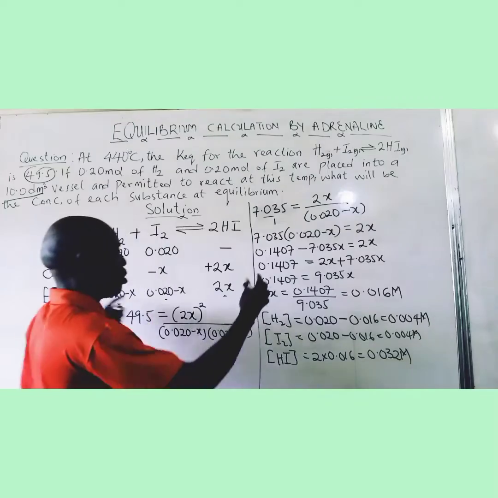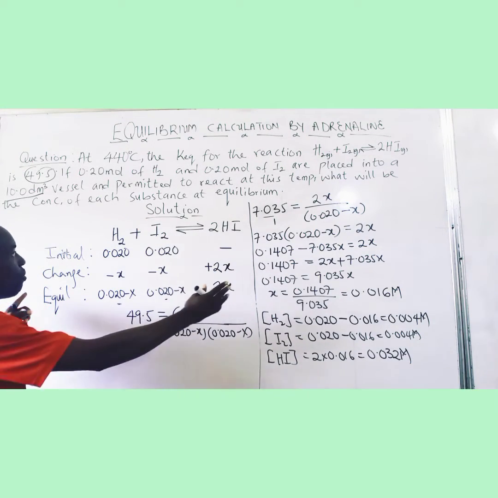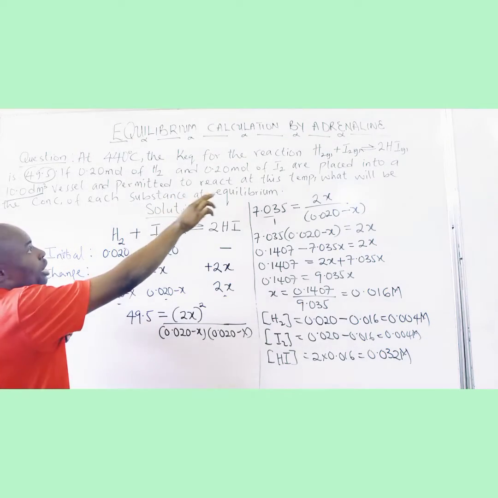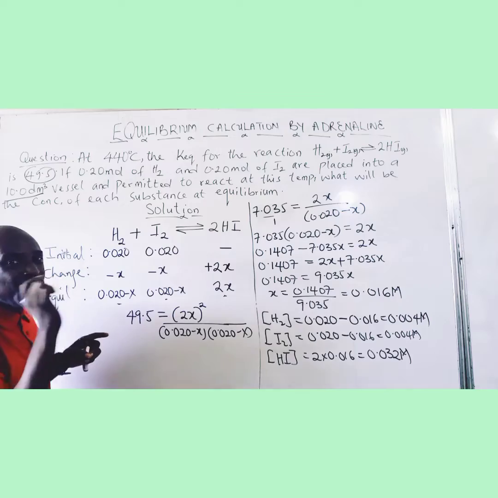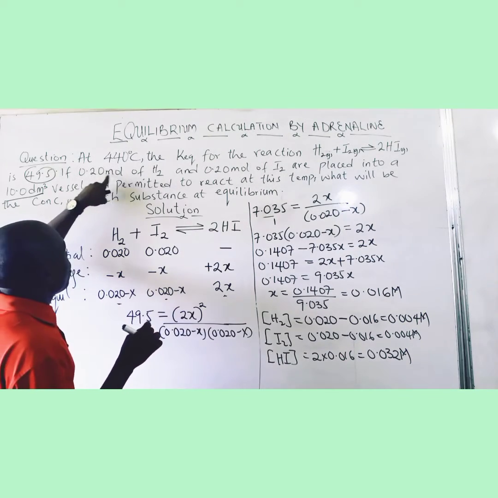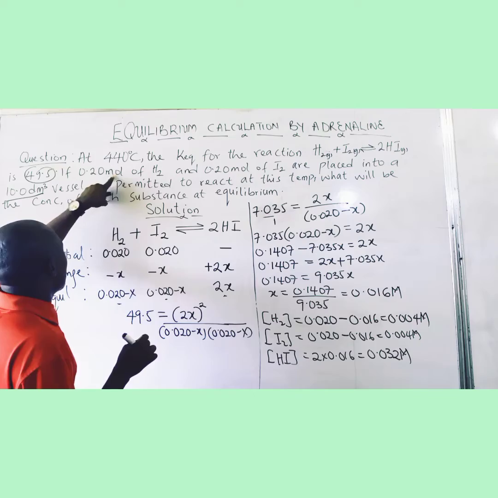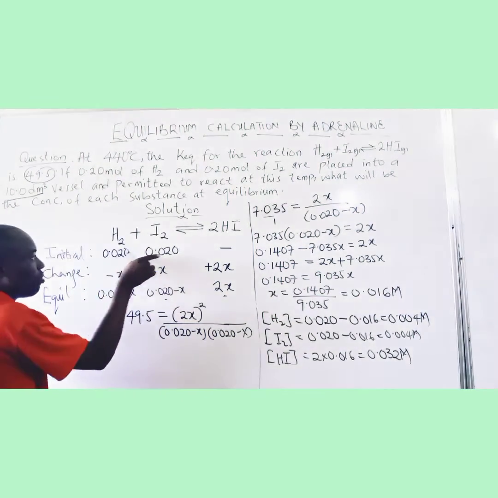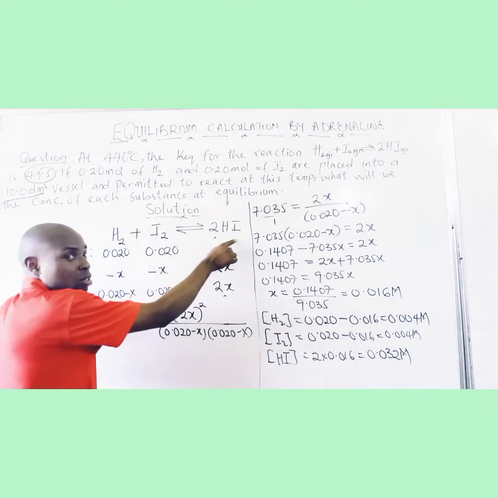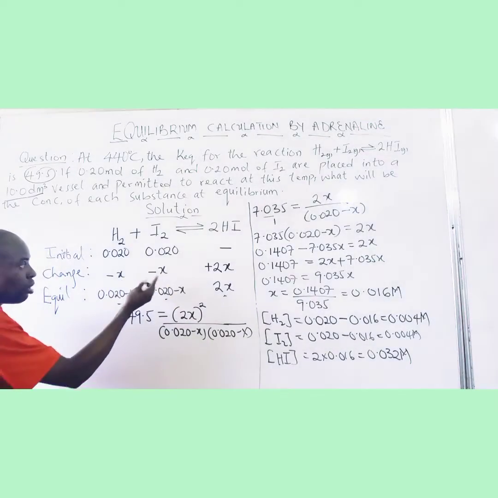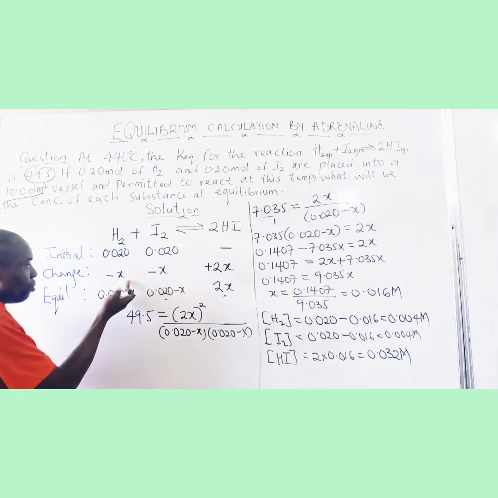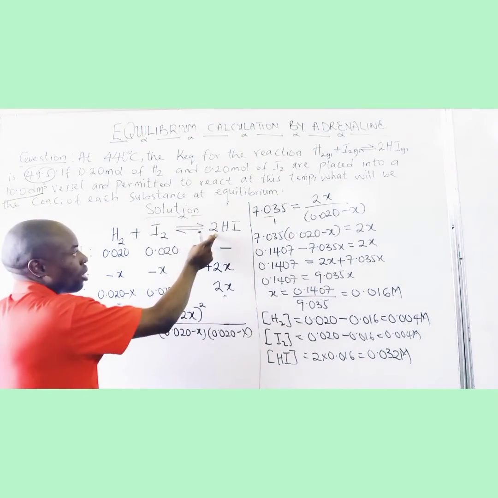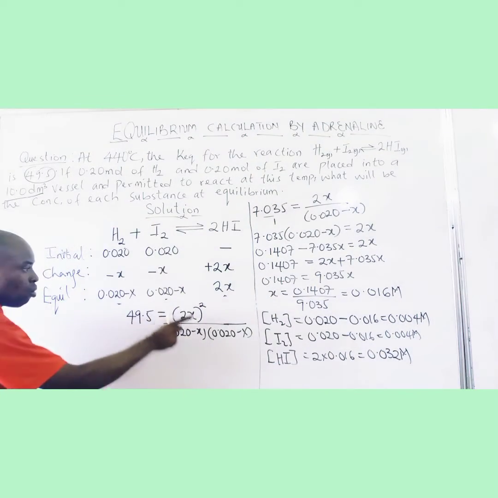Please take note of the steps. First step, bring out the equation. Second step, the initial amount given to us, 0.02 mole, convert it to concentration by dividing by 10. You get each of them here. For the change, I've told you, depletion takes the negative of the concentration, then 2x because of this 2 mole here.